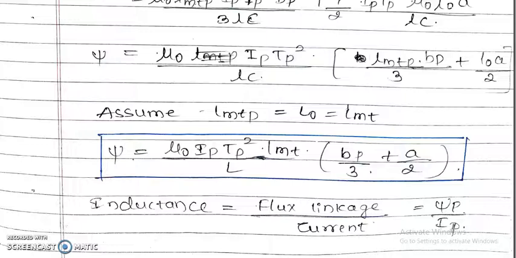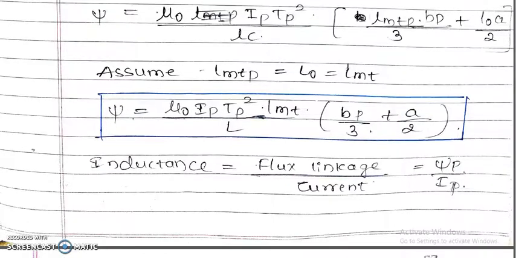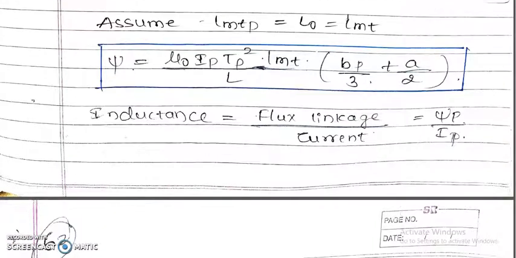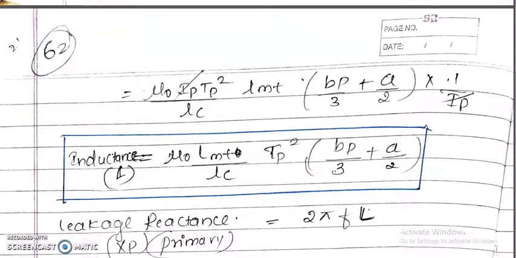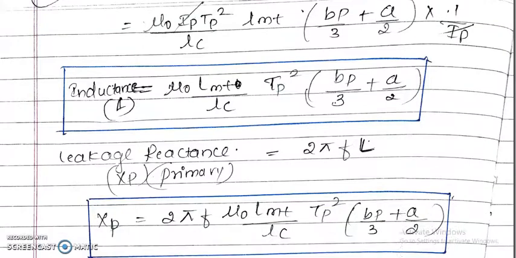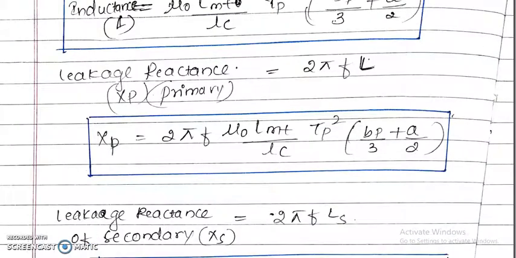So the total flux linkage you have calculated. With the help of flux linkage we can calculate the inductive reactance, right? What is the inductive reactance formula? 2 pi F L, where L is nothing but flux linkage by current, the primary current. So we substituted that and calculated the inductance, and substituted it in the inductive leakage reactance. In place of L, you substitute, and you will get the leakage reactance with respect to primary. Only the primary part leakage reactance we have calculated.